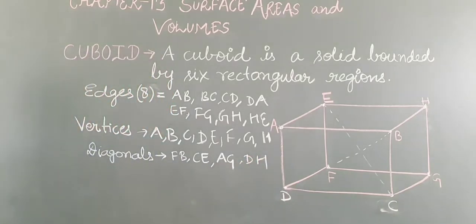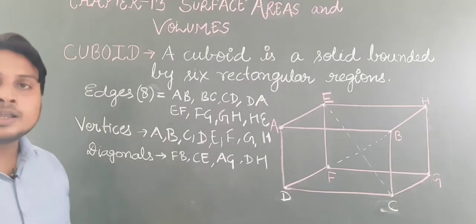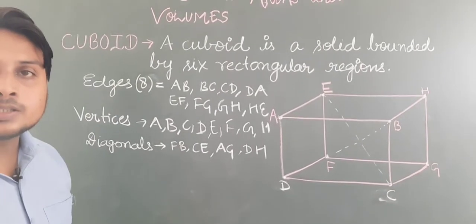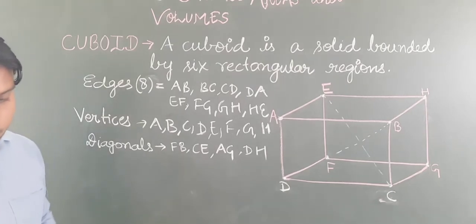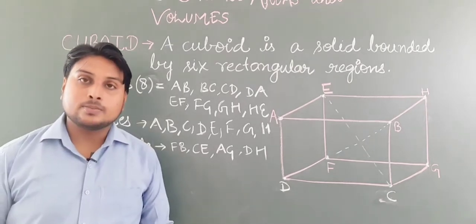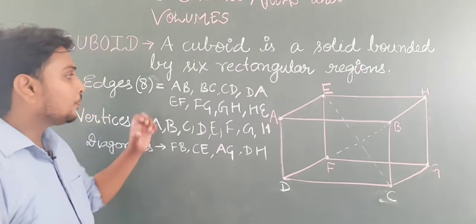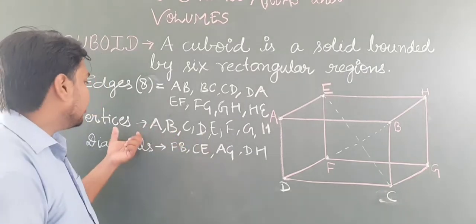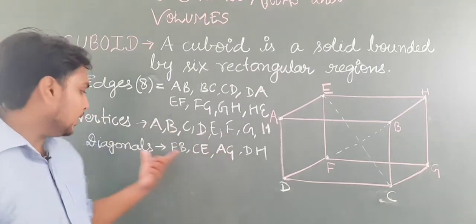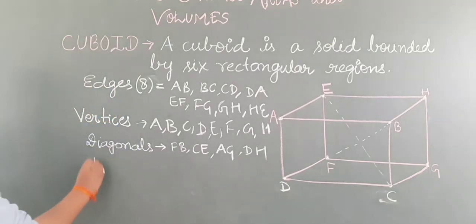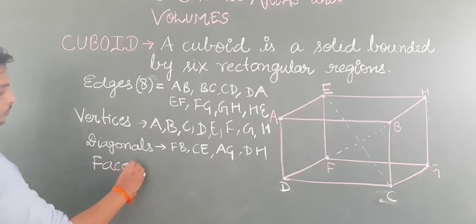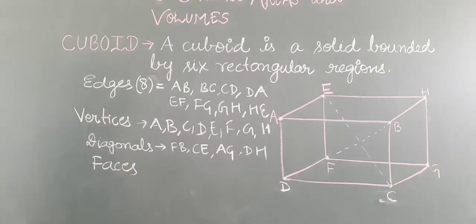Okay, so like this, the 4 longest rods can adjust in this solid. Okay students, so what have we studied? We have studied about the edges of the cuboid, vertices of the cuboid and diagonals of the cuboid. Now we'll see the faces. How many faces can you see in a cuboid?